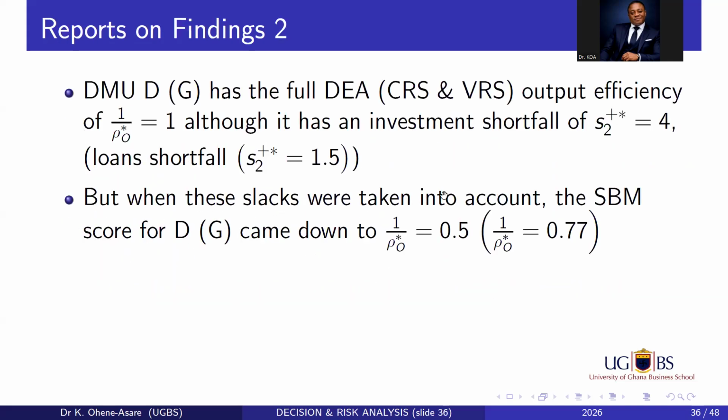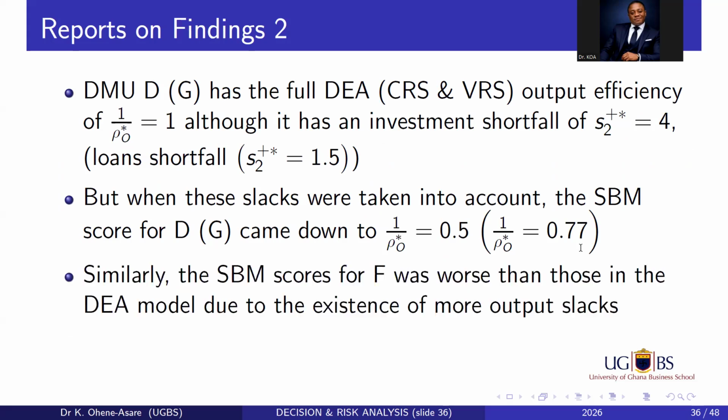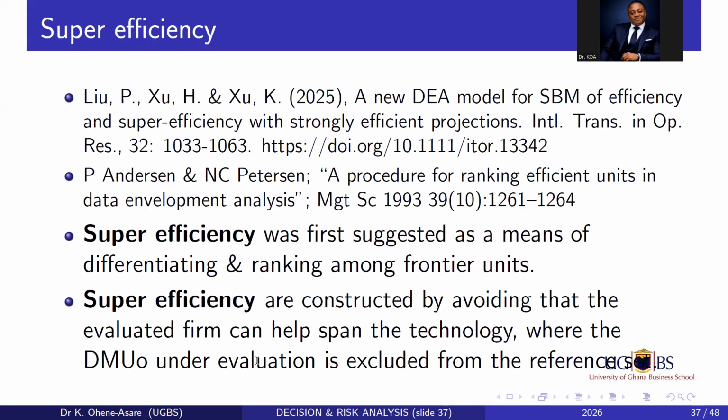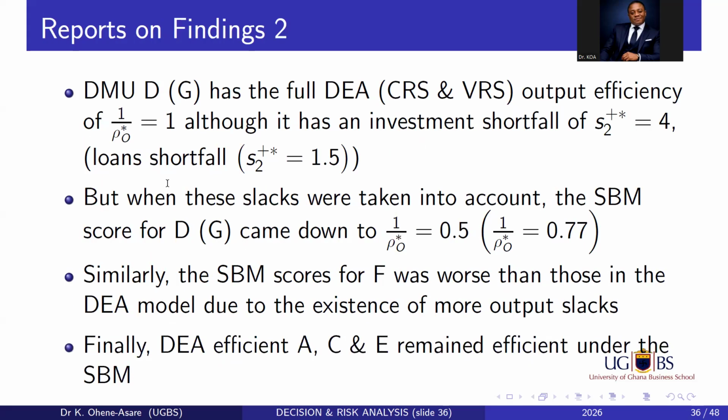But when these slacks were taken into account, the SBM score came down to 0.5 and 0.77, as you can see. Similarly, the SBM score for F was worse than in the DEA model because of the existence of more output slacks. Finally, DEA efficient A, C, and E still remained efficient under the SBM. There was no problem with that. So that's it for DEA and SBM. How you calculate it is very important.